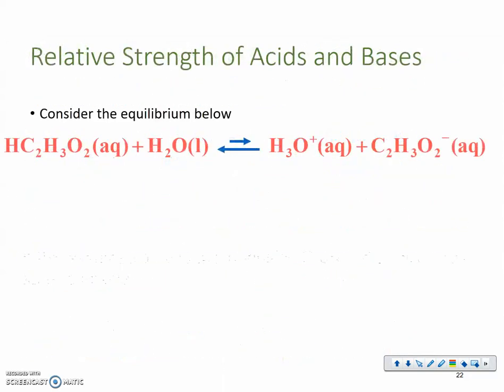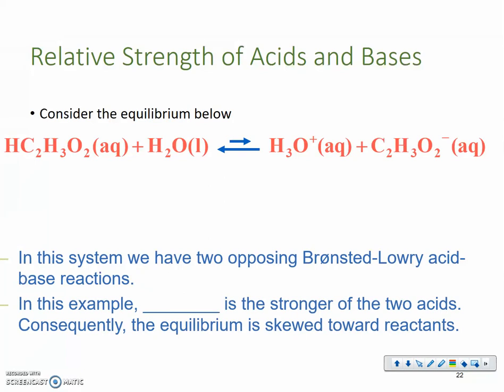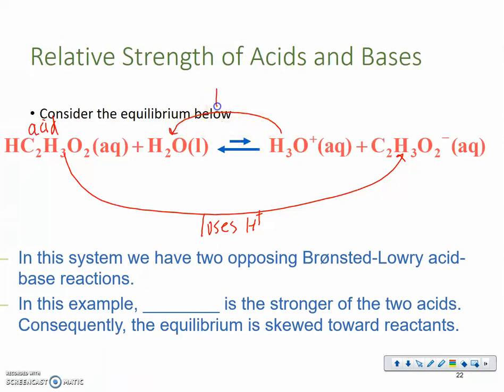So if we look at this reaction, we have acetic acid and water. My acetic acid loses a hydrogen, so it's considered to be an acid. If we look at the reverse reaction, this H3O plus also loses a hydrogen, so it's also considered to be an acid. So if these acids are equal strength, the reaction is in equilibrium.